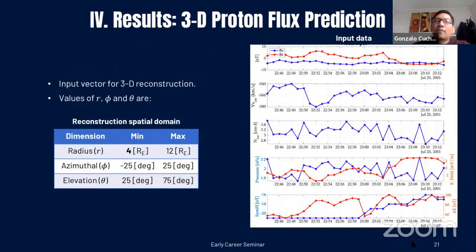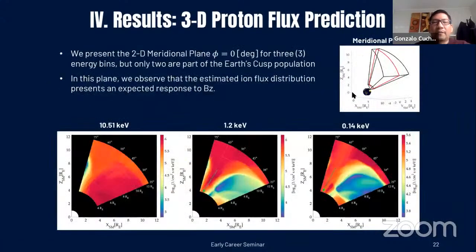In my input data, I have a Vy that is negative, but also we have a Vz that is negative in the last, let's say, 10 minutes. So Vz negative is a southward IMF. I'm expecting some kind of dispersion, and that is what I'm observing here.